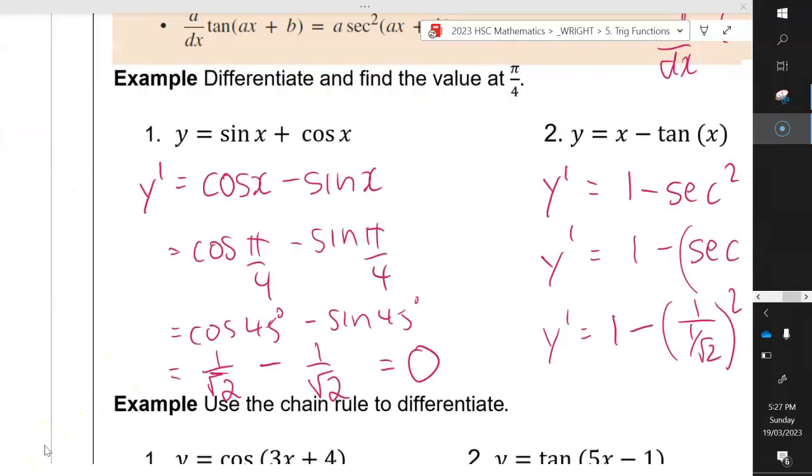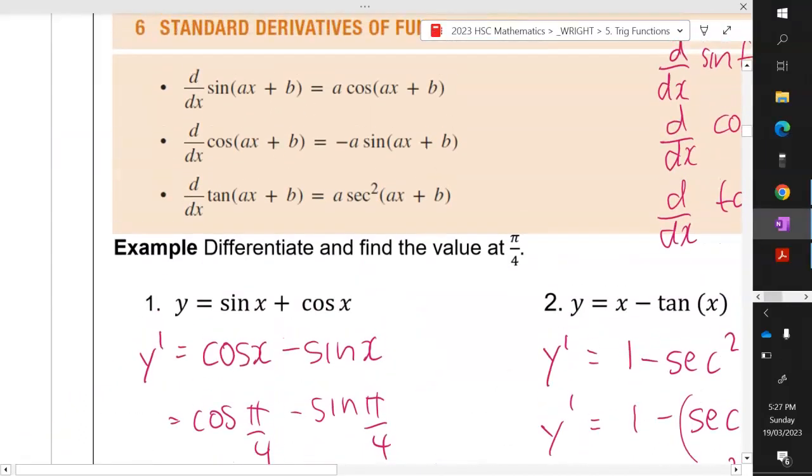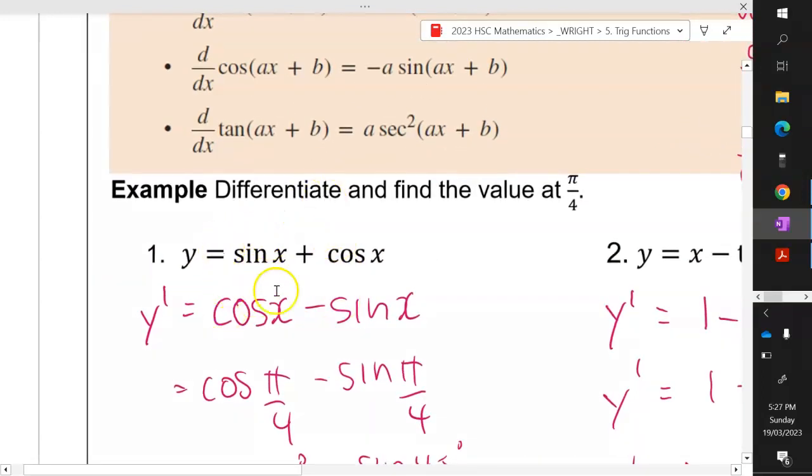Okay, so we're going to use those rules now, and the first example that we've got here is to differentiate and find the value at pi on 4. You need to differentiate first, and once you've done that, that's when we find our value at pi on 4. So our first question is, y is sine x plus cos x. You're going to use your HSC formula sheet. We're going to differentiate the sine x, and then we're going to differentiate the cos x. So dy/dx, or y dash, becomes, when we differentiate sine, we get cos x. When we differentiate cos, we get minus sine x. So that's our answer. I haven't had to pop a derivative out the front, because when we differentiate the x behind the sine, we end up with 1. So I've basically popped a 1 out the front. So this is the simple or basic form.